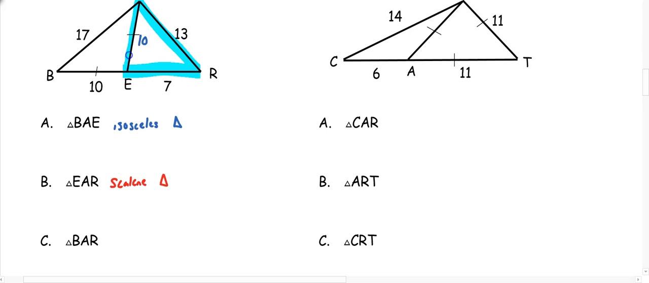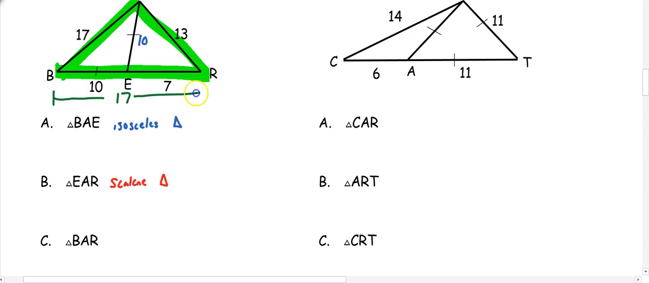And the last triangle to look at is BAR. So be careful with BAR because we need to look at the whole side. So from B to R, remember that 10 plus 7 gets us a side of 17. So we actually have two sides that are 17. So again, we have an isosceles triangle.